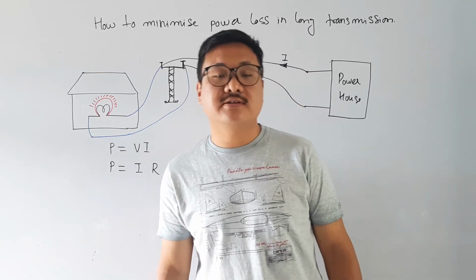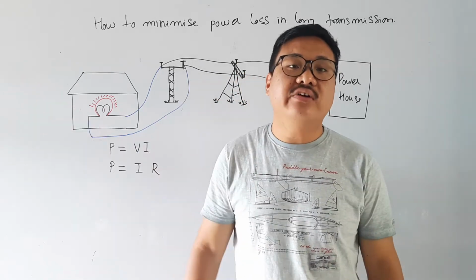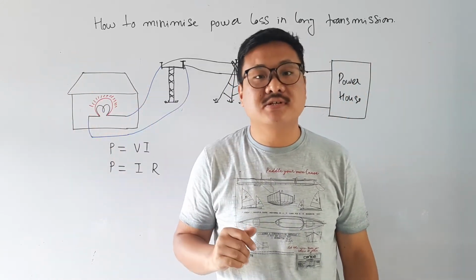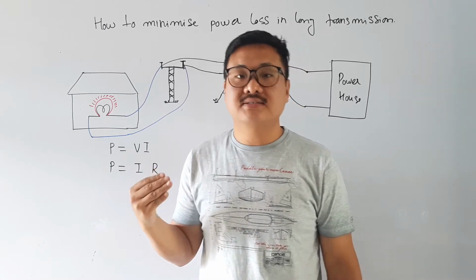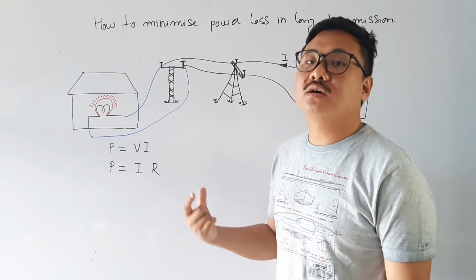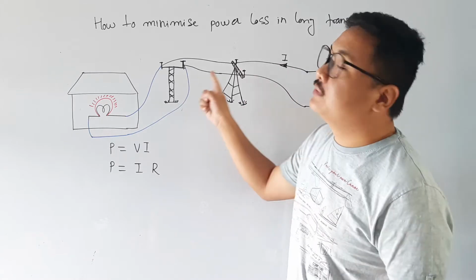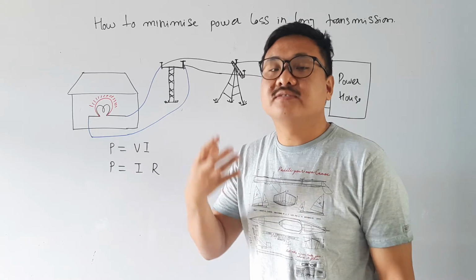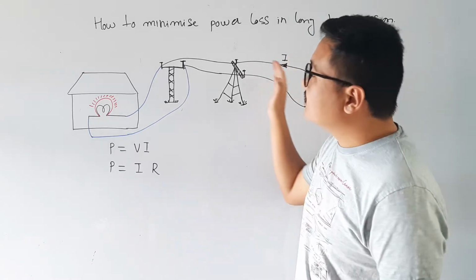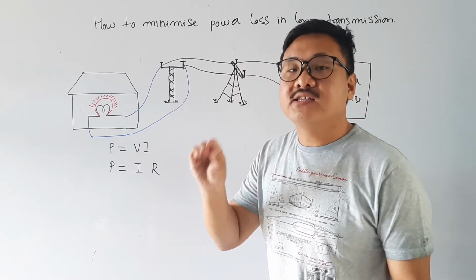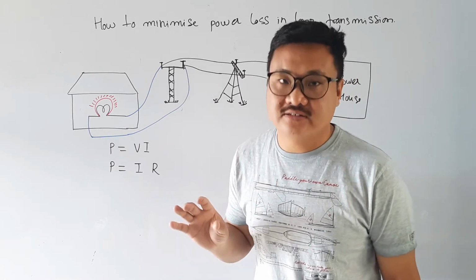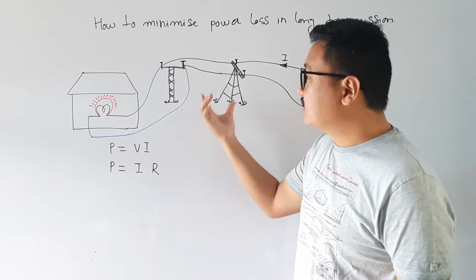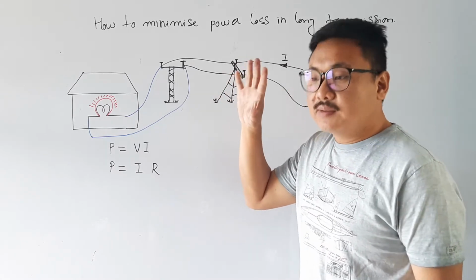Whenever we transfer electricity from a very far away powerhouse through a very long transmission cable to our houses, there will be a loss of power in those cables. So how to minimize the loss in the cable during the transmission of electricity is very important and a challenging thing. So let us solve how to reduce the power loss.